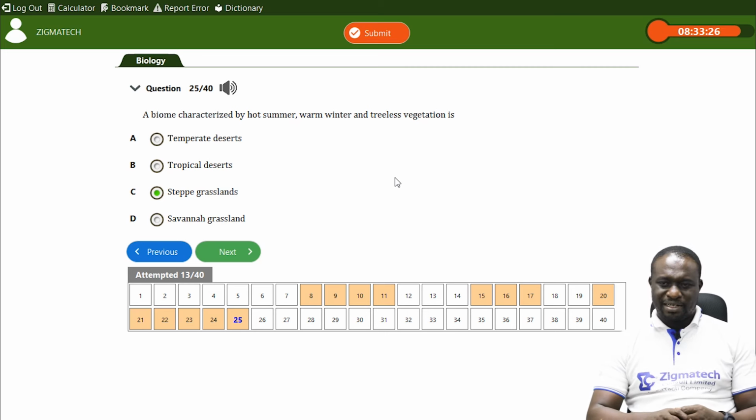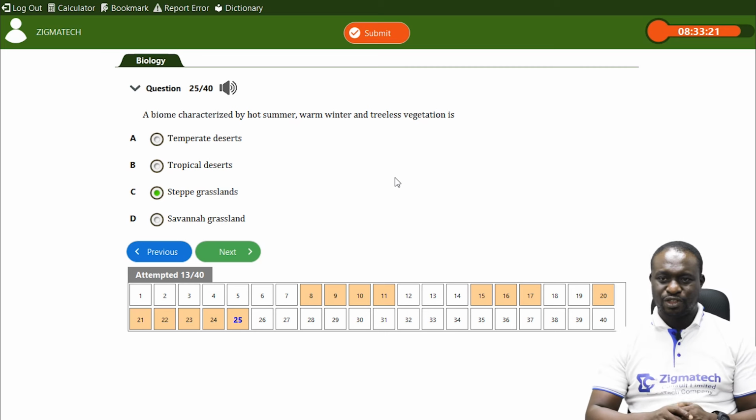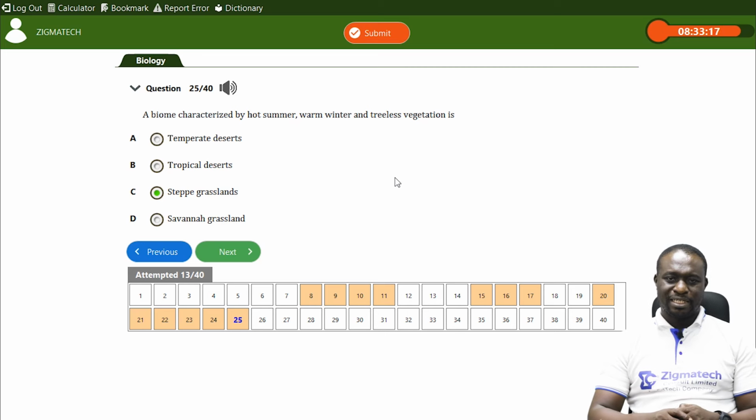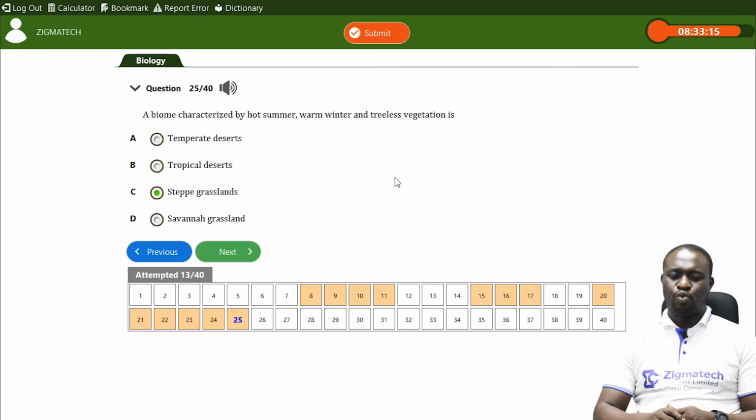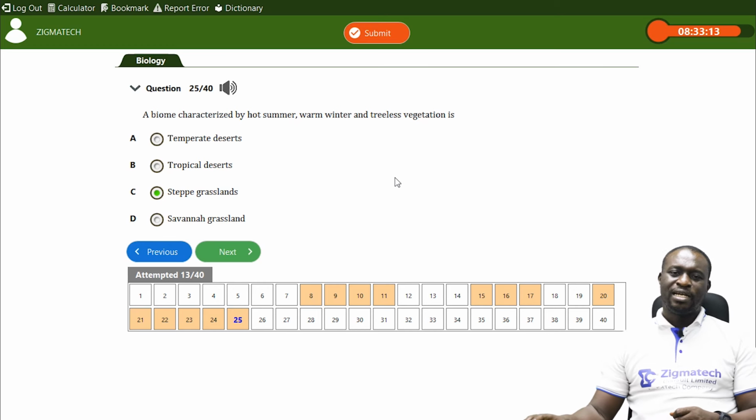And then the savanna, of course, is not part of it. It has nothing to do with winter, but the steppe grassland has something to do with winter. And winter is usually warm with treeless vegetation.